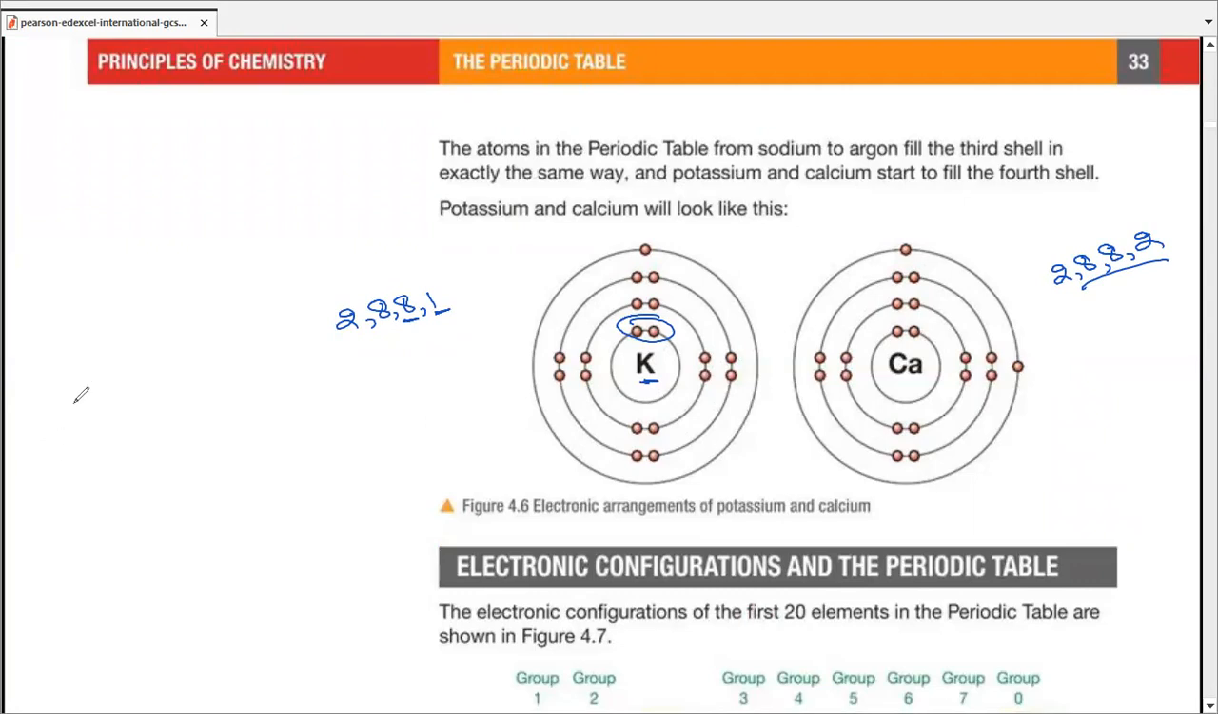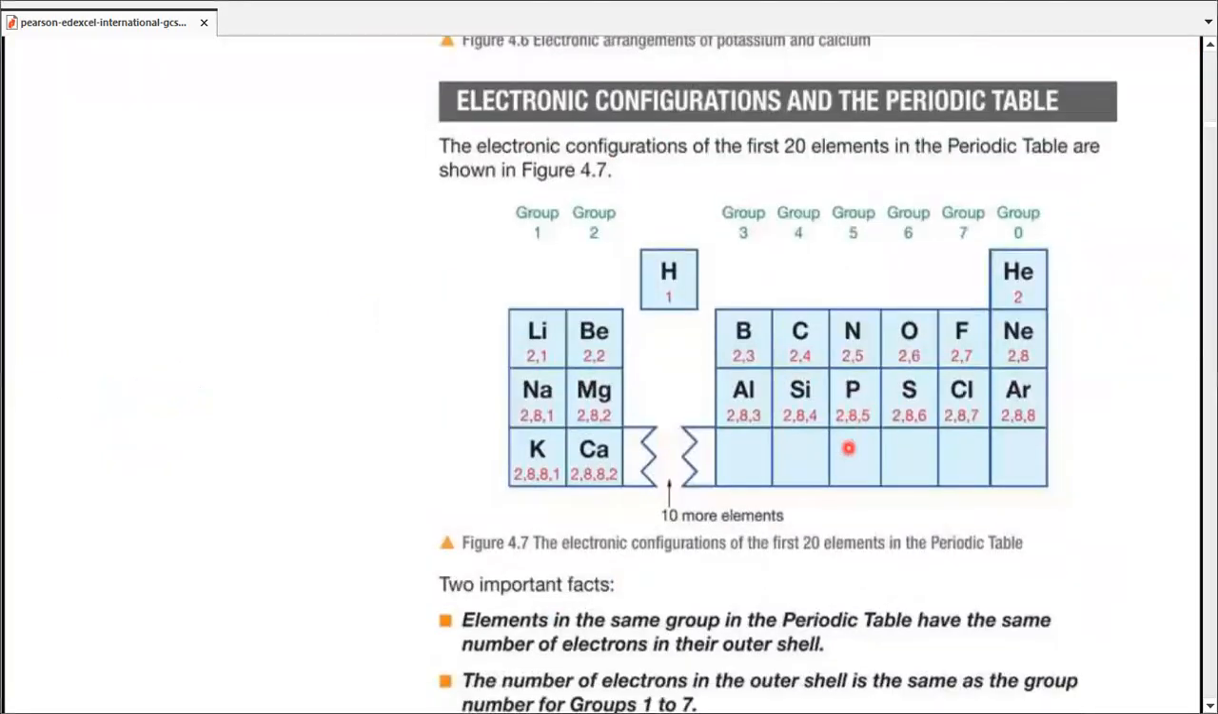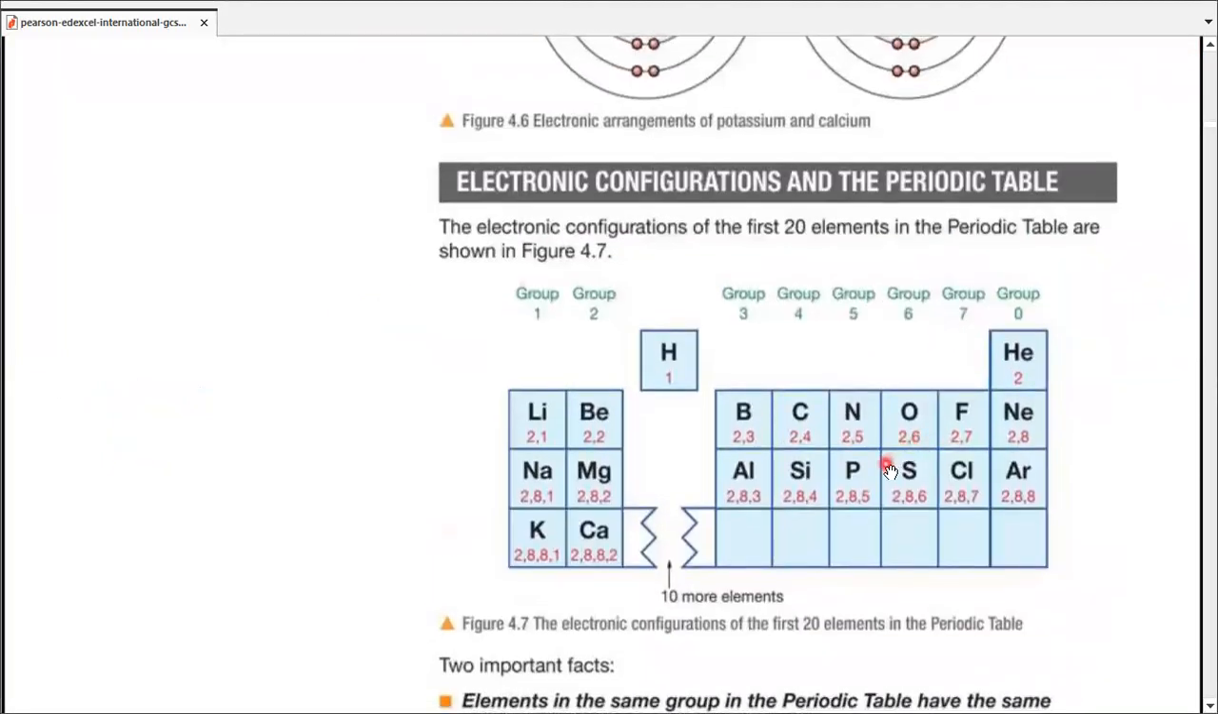Let me tell you that the electronic configuration in the IGCSE syllabus is only for the first 20 elements, and this is the 20th one. So this is the maximum number of electronic configuration or electrons that you're supposed to work with in this course, which I think is pretty simple. Do you agree with me? Okay, good. So usually there is a 1-mark question in every paper about the electronic configuration.